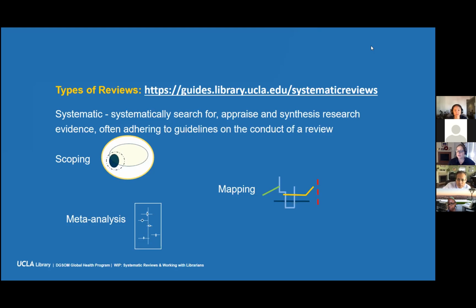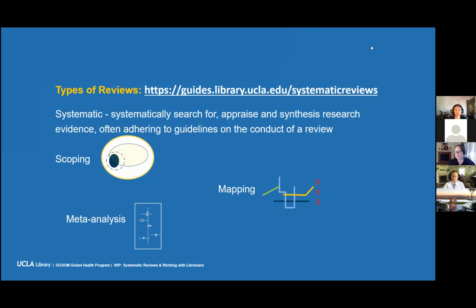So a mapping review is often a really good precursor to something that you might want to invest in long-term for focused research. And then there's also the idea of a meta-analysis, which usually starts as a systematic review and then evolves into a statistical analysis component that gets combined with the quantitative studies that you find in a systematic review.